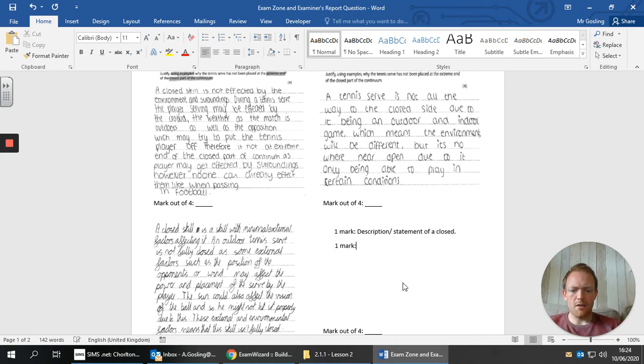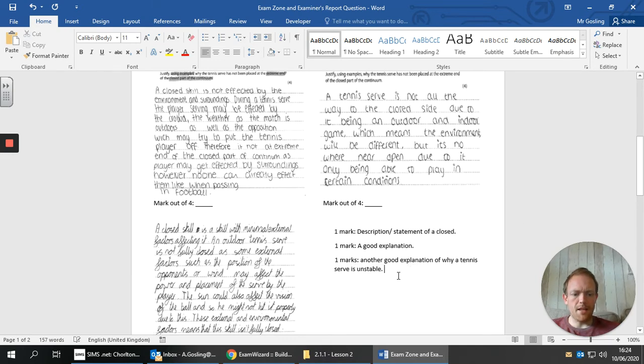So then another mark for a good explanation. And then another mark for another good explanation, and I should say, of why a tennis serve should be unstable. Okay, just let me try and get that so you can see it. There we go.